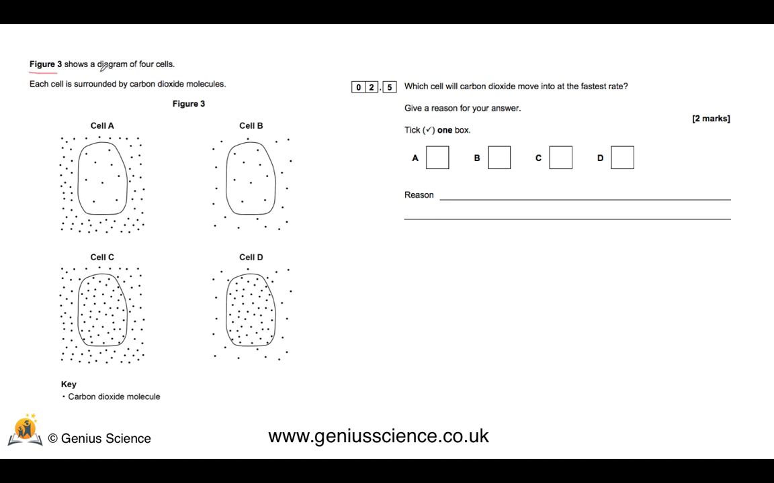We now have question 2.5. Figure 3 shows a diagram of 4 cells, A, B, C, and D. Each cell is surrounded by carbon dioxide molecules. These black dots represent carbon dioxide molecules. You can also see that from the key here. 2.5 is asking us in which cell will carbon dioxide move into at the fastest rate? We need to give a reason for your answer and tick 1 box. So you're going to get 1 mark for the ticking of the box and the reason.